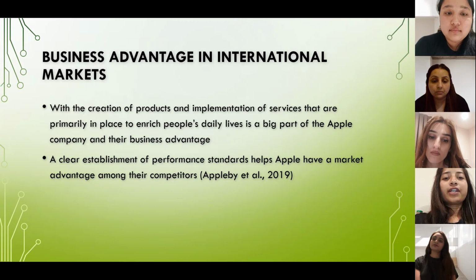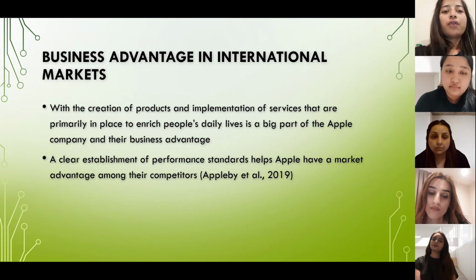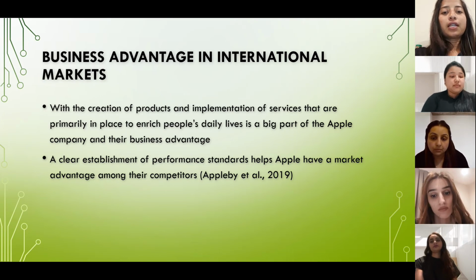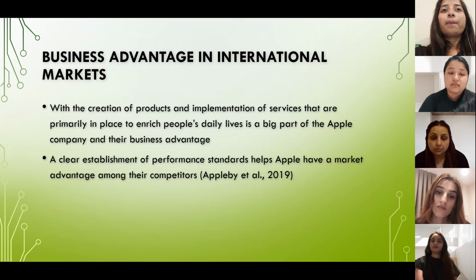Hello, I am going to talk about business advantage in the international market. The invention of products and implementation of services that are primarily in place to enrich people's daily lives is a big part of the Apple company and their business advantage. Apart from its differentiation strategy, the major points to look at are brand loyalty and its iPhone boost across the world. These both are major success factors of Apple Incorporated.